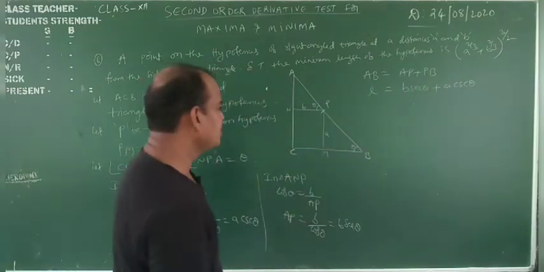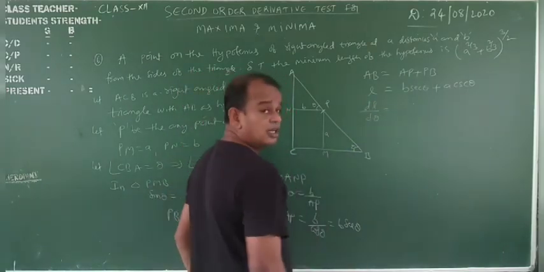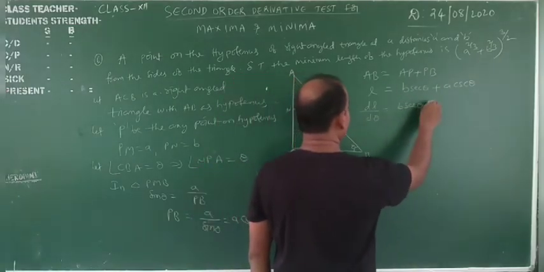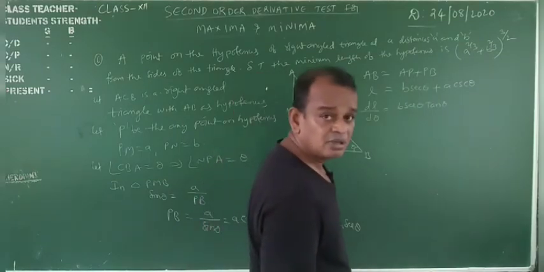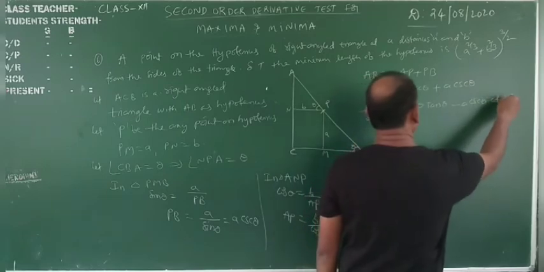Okay, my dear students. Now dL by d theta. The derivative of secant theta is secant theta into tan theta, so b secant theta tan theta. The derivative of cosecant theta is minus cosecant theta into cot theta, so minus a cosecant theta into cot theta.